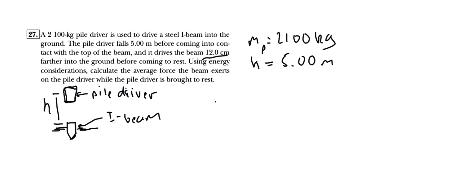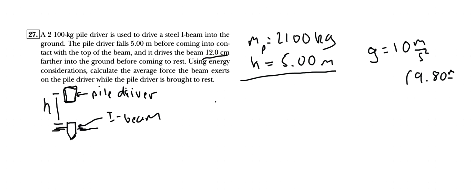Okay. And we need energy considerations to calculate the average force the beam exerts on the pile driver while the pile driver is brought to rest. Okay, well, the point is that this object falls, okay? And first of all, before I go on, I'm going to take the gravitational acceleration, just for simplicity, 10 meters per second squared. But I suggest that if you want more accurate results, you may want to do it with the more accurate number of 9.80 meters per second squared.